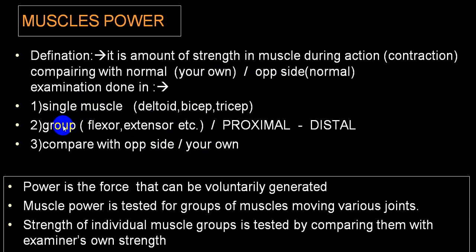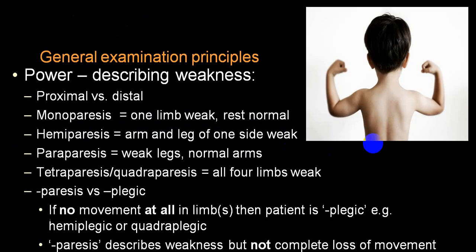When you are examining a group, say flexors, extensors, adductors, abductors, etc., try to identify the power. And power we divide into 5 stages. While examining the power, you have to look at the proximal muscles, distal muscles, and then put them into a group: monoparesis, hemiparesis, paraparesis, quadriparesis, whether it is paresis or plegia, depending upon the power.